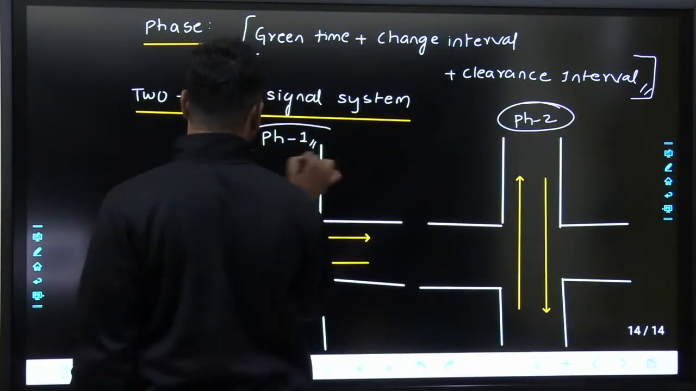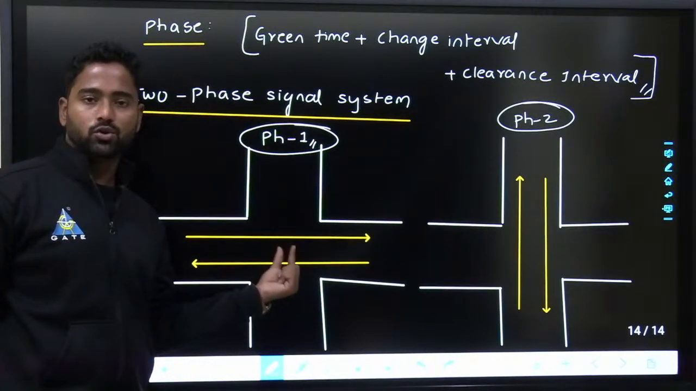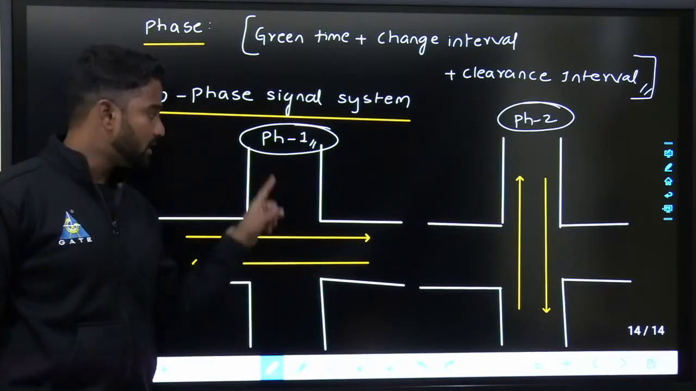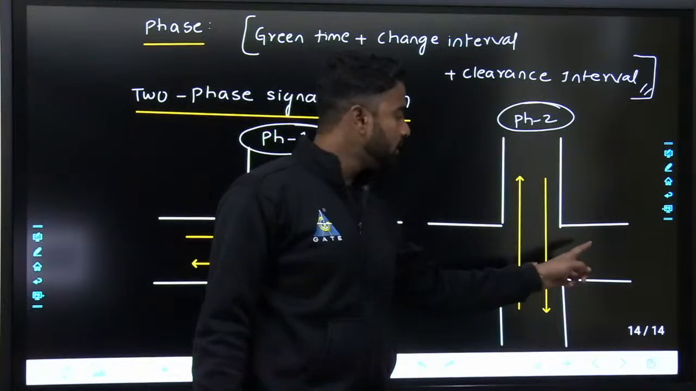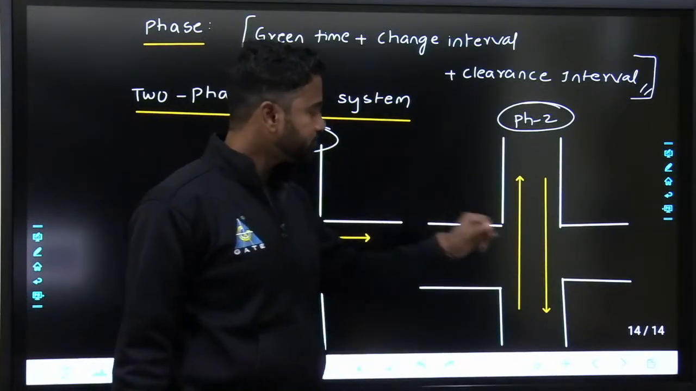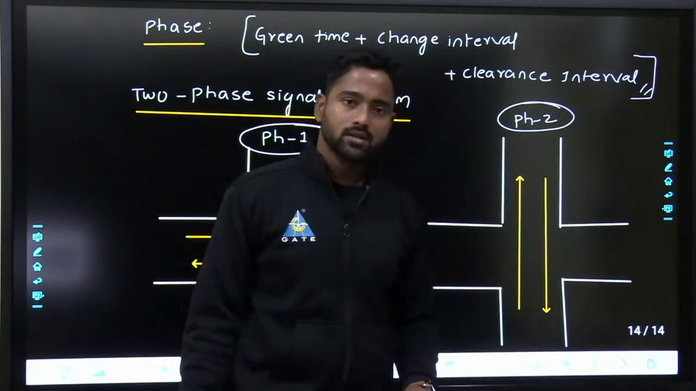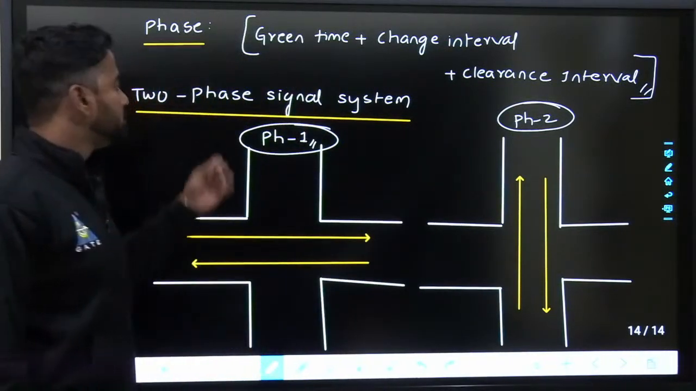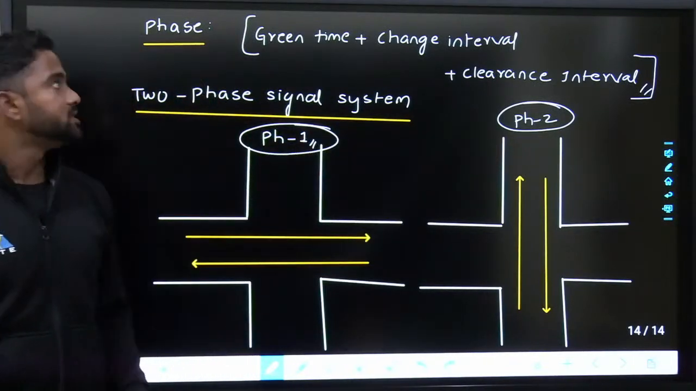Okay, this is phase 1, this is phase 2. That means initially when green color is shown over here, vehicles will be moving like this, red color will be shown in this direction, and after that red color will be in this direction and green color will be in this direction. Fine. So this is a two phase signal system, phase 1 and phase 2.